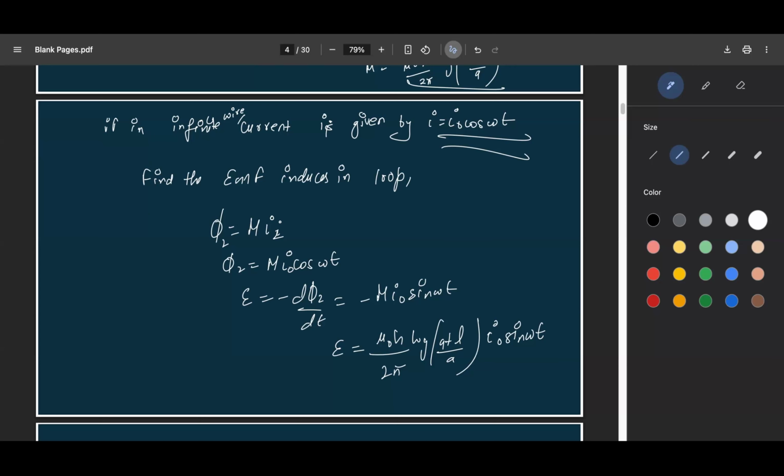Yes, sir. It's clear. Can you figure out one mistake which we made while I was solving this problem? One very small mistake is there. If you could figure it out, it would be much better for you.